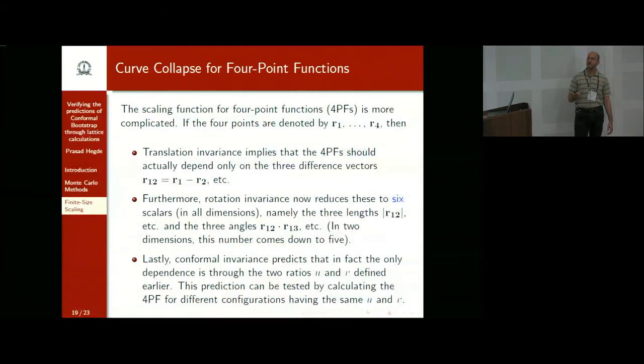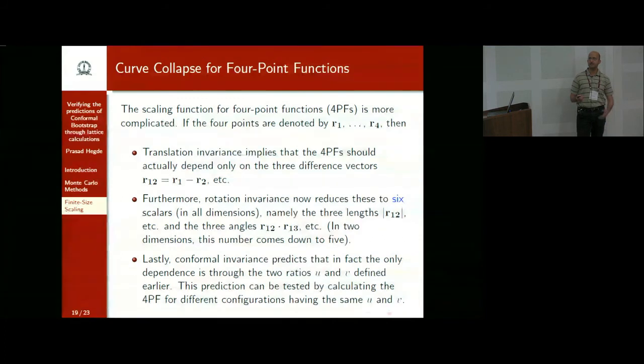Now, with the 4-point function, things get a little more involved. Let's say I denote these 4 points by R1, R2, R3, and R4. First thing is translation invariance. The Ising model is translation invariant, so it reduces these 4 points to 3 differences: R12, R13, and R14. The other 3 pairs, let's say 24, 34, I can just construct from sums and differences of R1, R2. Next, if I impose rotation invariance, now it comes down to 6 scalars.